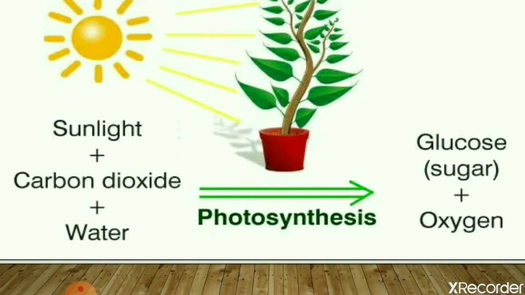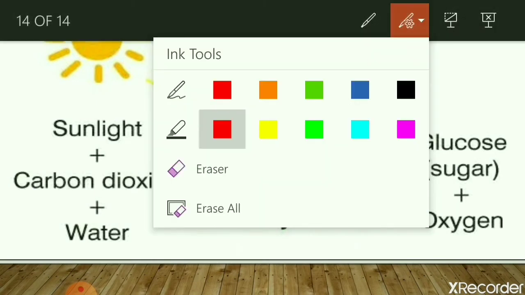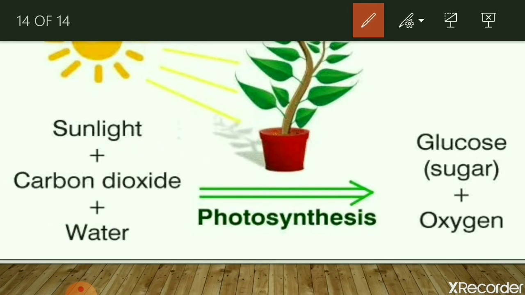Now, from this picture you can also clarify your concept of photosynthesis. Here you can see it is clearly written that sunlight plus carbon dioxide plus water. Sunlight is taken from the sun, carbon dioxide is taken from the environment, and water is absorbed from the soil with the help of the roots.